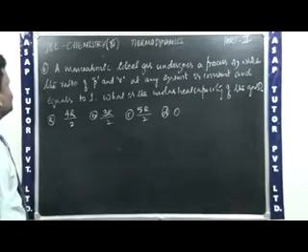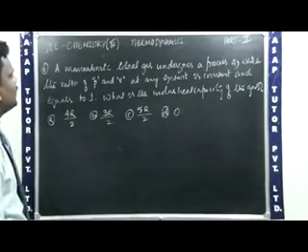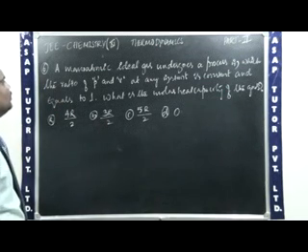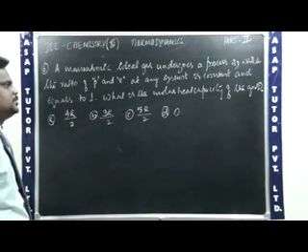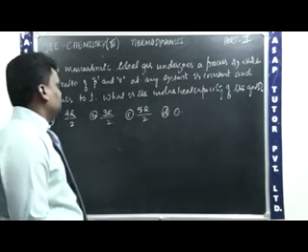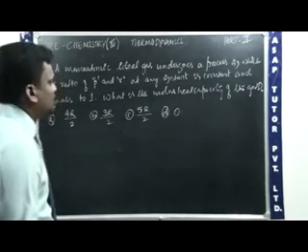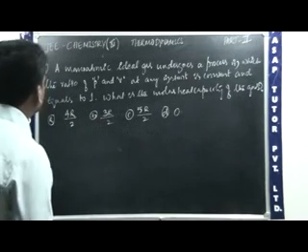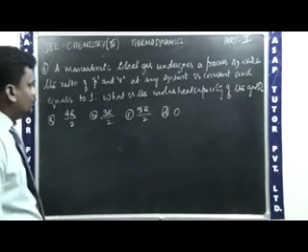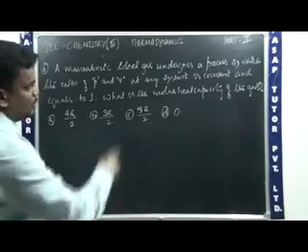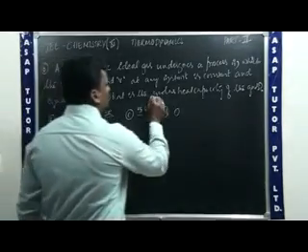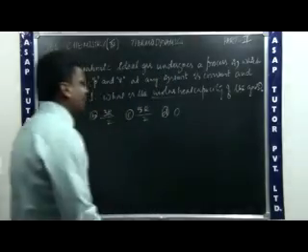Now we'll go to the 6th question. A monoatomic ideal gas undergoes a process in which the ratio of pressure and volume at any instant is constant and also equal to 1. What is the molar heat capacity of the gas? They gave you 4 answers: 4R by 2, 3R by 2 and 5R by 2, and one more answer, that is 0. We need to find the right answer, the molar heat capacity of the gas.